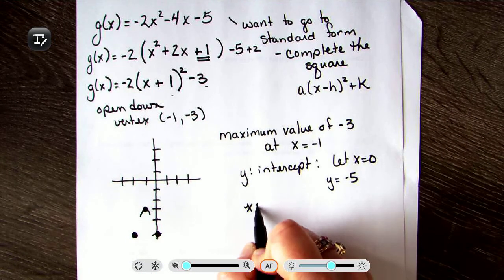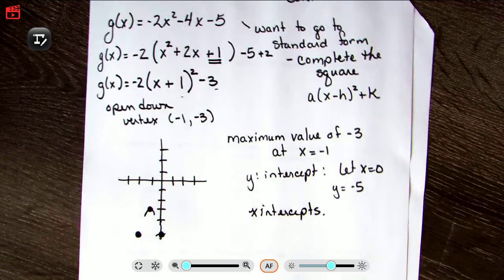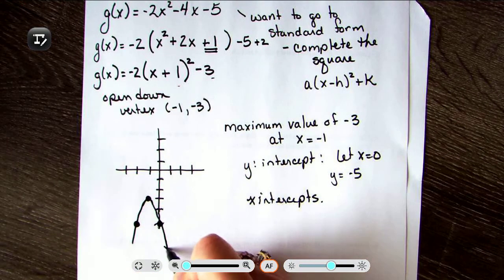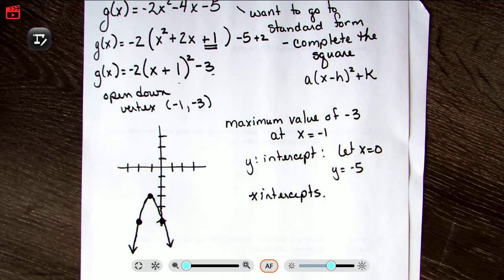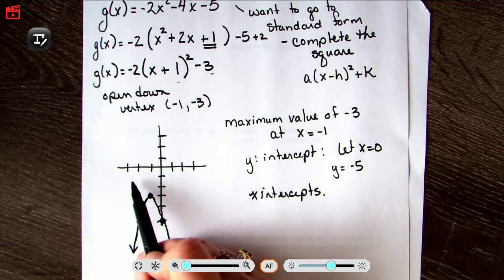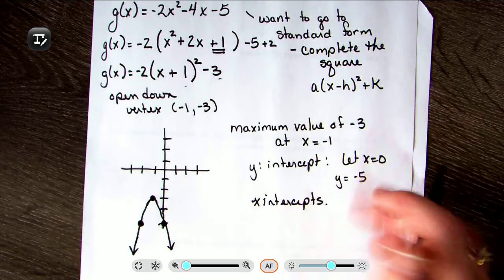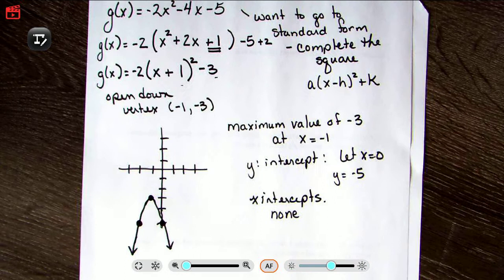X-intercepts. That's where it crosses the x-axis. And on this one, if you look at what the graph is doing, it's opening downward, which means it's not going to turn around and come up and hit the x-axis. So we will not have any x-intercepts. So there are no x-intercepts.